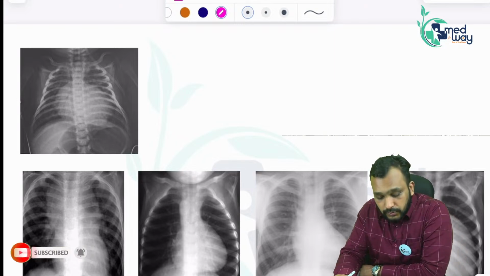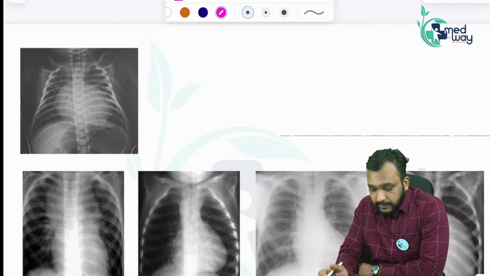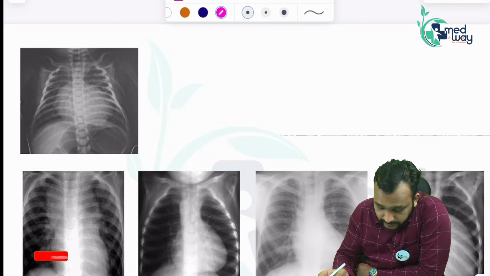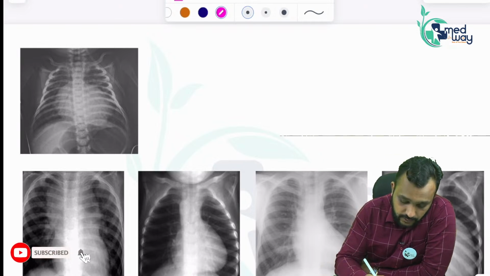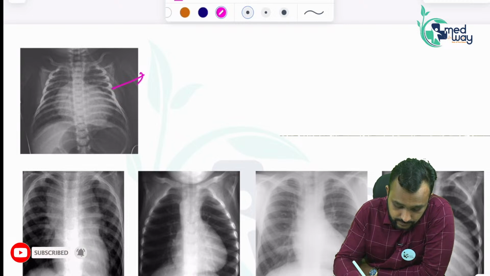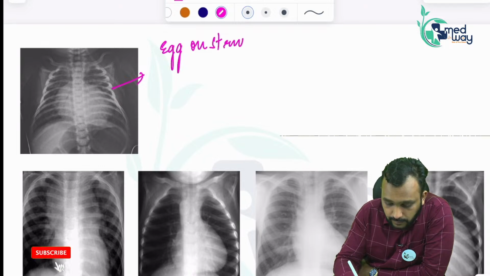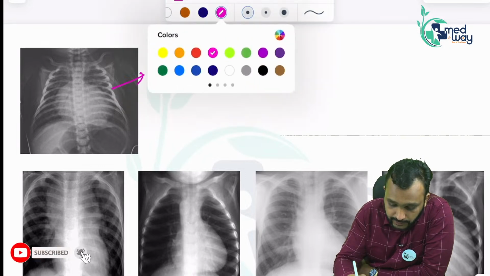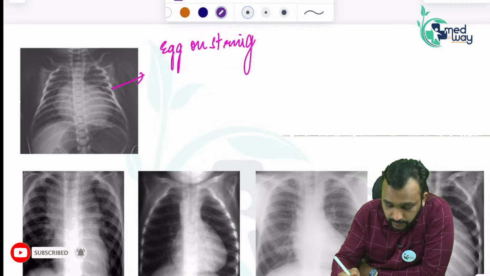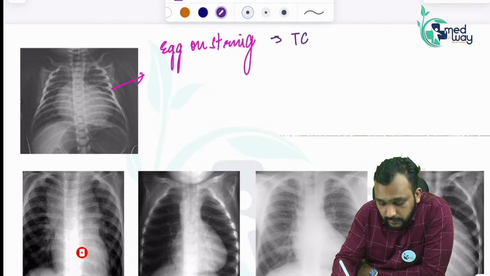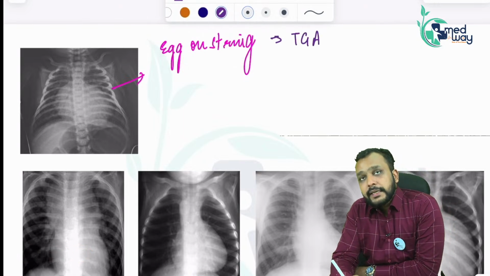So some important imaging appearances, let us discuss. So first is the egg on string appearance. This egg on string appearance is seen in patients with transposition of great arteries.